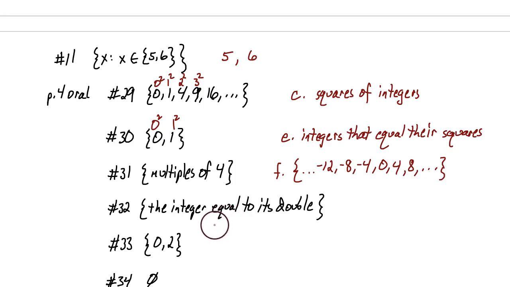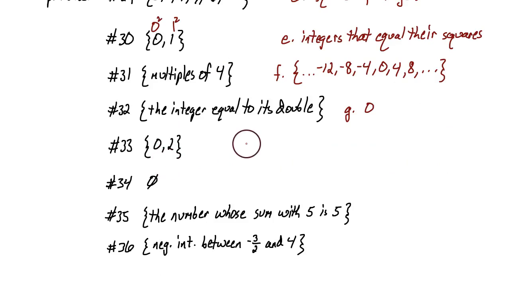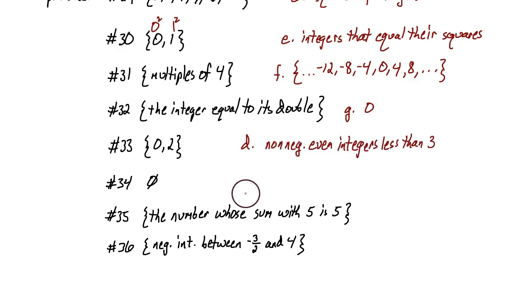Number 32, we're looking for the integer that's equal to its double. What integer is the same thing as 2 times that integer? And that answer is 0. 0 is the only number that if you multiply it by 2 to double it, you still get 0. Number 33. This time the answer is choice D. These are non-negative, even integers less than 3. Number 34, the empty set.